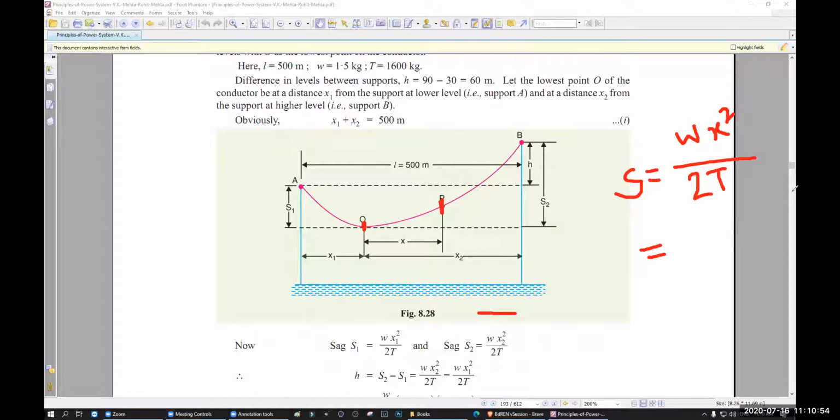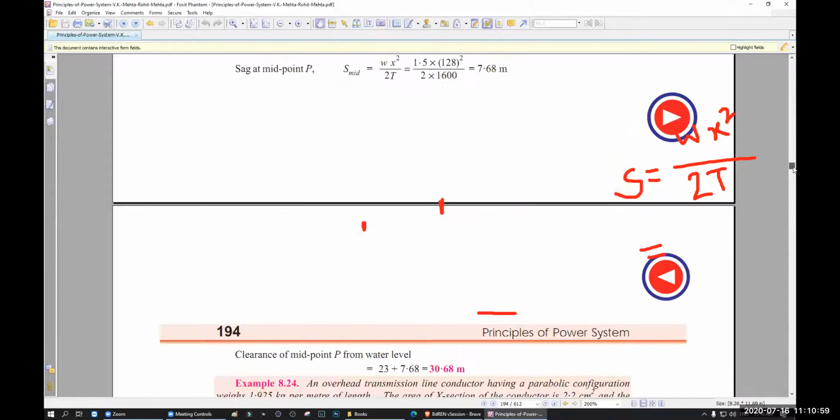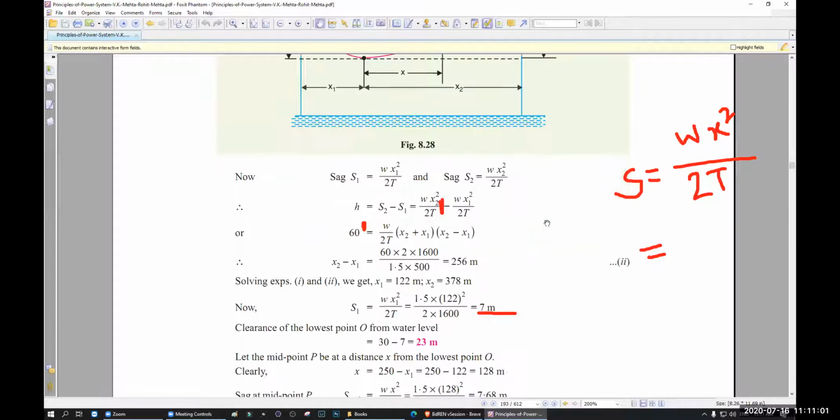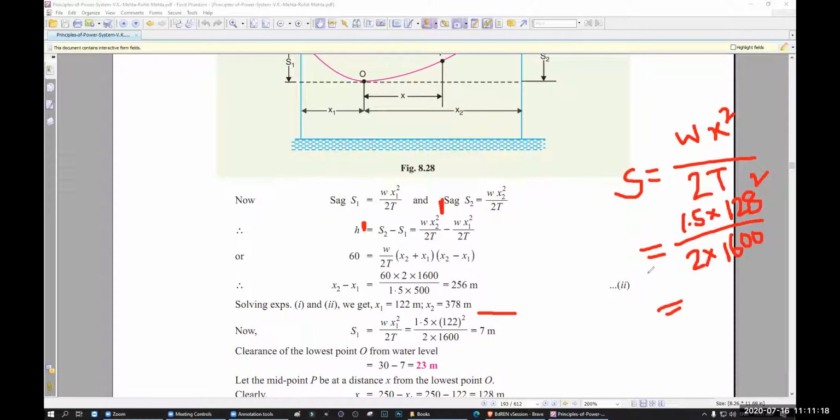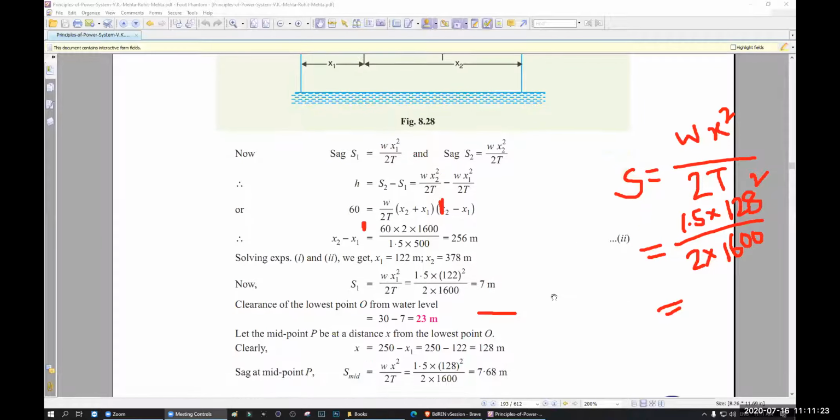W is 1.5. X is equal to 128, squared, divided by 2t. 2 into t. T is equal to 1600. So if you do this, what is your value? 7.68, right?